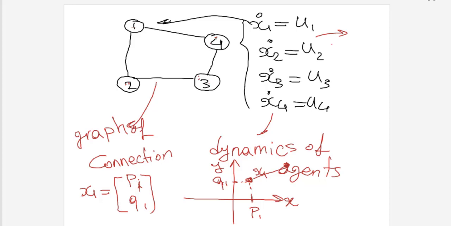Okay, thank you. In this step, we know that for a multi-agent system, we have one graph, okay, like this, and the dynamic of the graph like this. The second step, we want to combine the dynamic of the agent and the graph. Let me go to the second page.